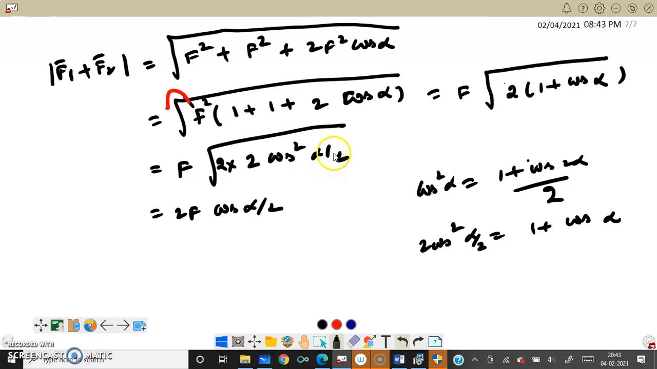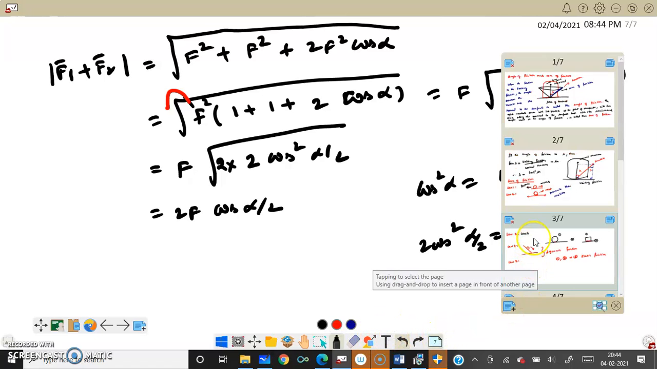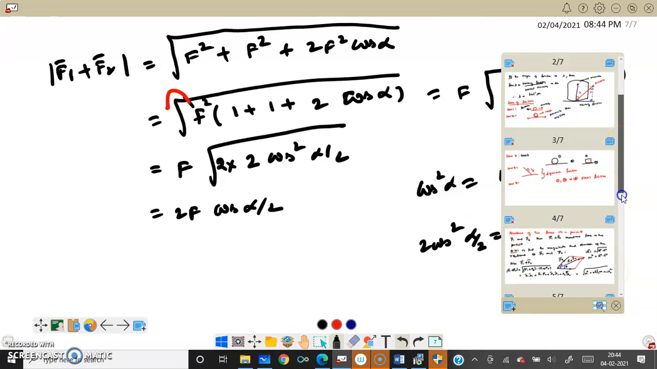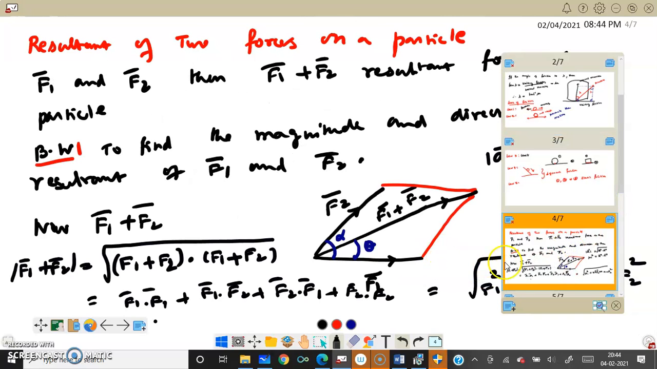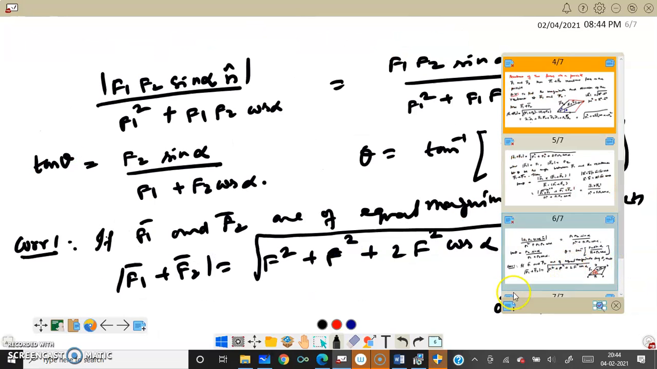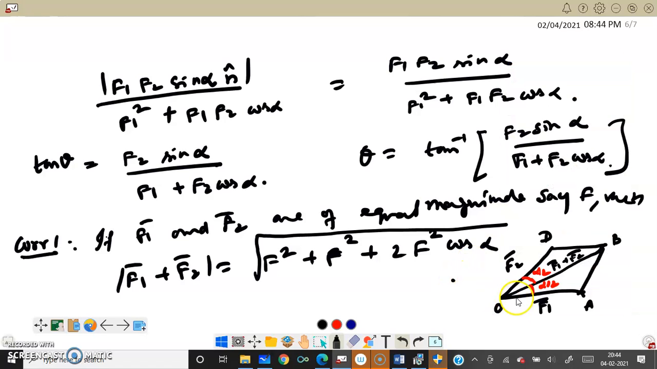So if these two forces, F1 and F2, are the same, you will not get a parallelogram, you will get a rhombus. Okay, you will get a rhombus, and the resultant is inclined to F1 and F2 at an angle of alpha by 2. That we have seen in the previous diagrams, right? This one. This is a rhombus. Not this, the last one, yes. You are getting a rhombus here.